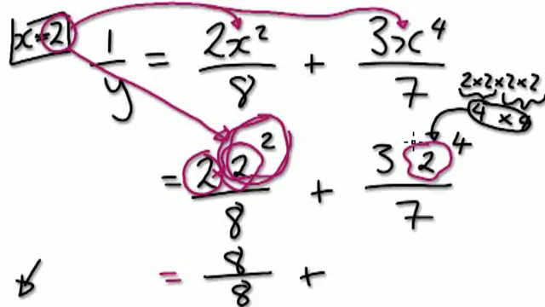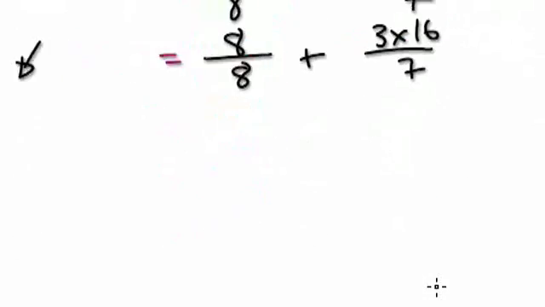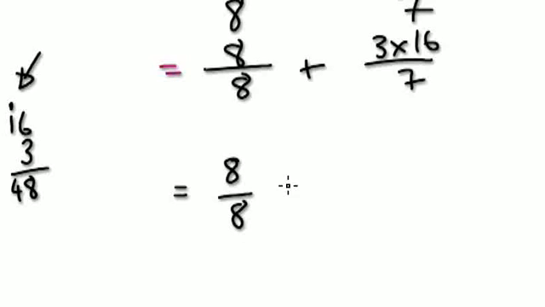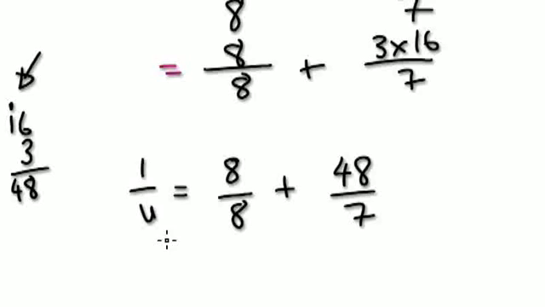So this bubble here is 16, and then we've got to times it by 3. So 3 times 16 over 7. So 3 times 6, 18. Carry the 1. 3 times 1 is 3 plus the 1, so it's 4. 48. So this becomes 8 over 8 plus 48 over 7. Remember, this is 1 over y.